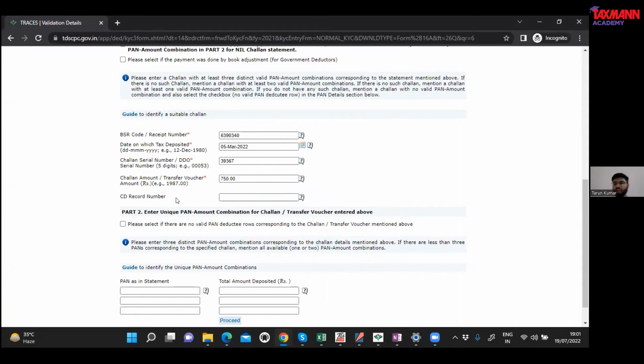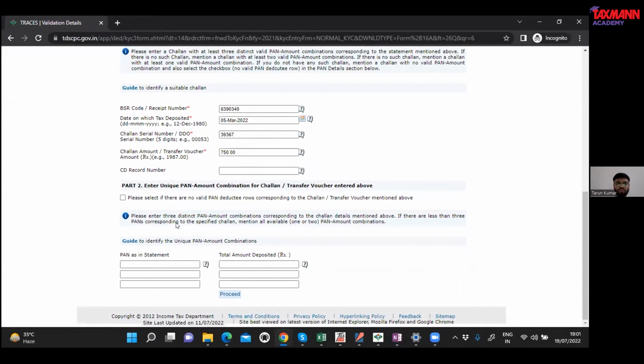So there is no CD record number in our case, so I'll leave this field blank. Then you need to enter these details. We had filled in our form 26Q with the PAN number of the deductees and the total amount deposited against those deductees, right? So I need to mention that against this challan of 750 rupees, this was deposited against which deductee and what was the amount deducted against that deductee. So for example, this challan of 750 was deposited for two deductees in my case. So I'll mention their PAN number and what was the amount deposited against that PAN number. Okay. So I have noted that down.